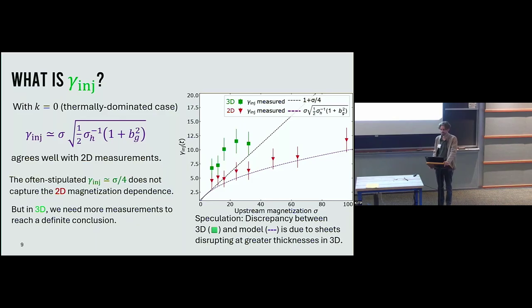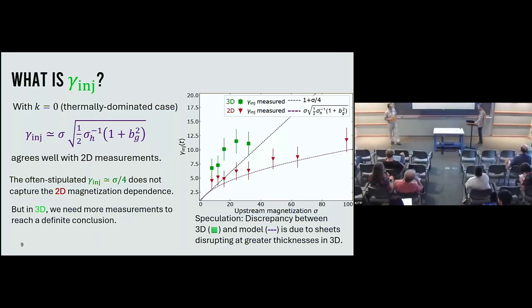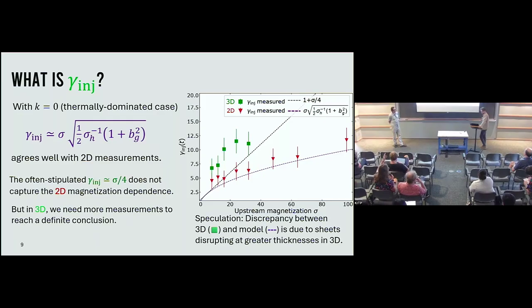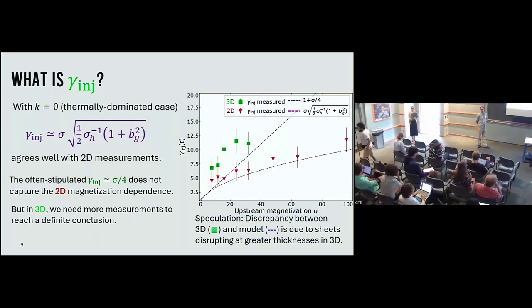Thanks, Omar. I was wondering if you could speculate on your speculation a little bit. You're speculating that this discrepancy between the 3D and the model is due to sheets disrupting at greater thickness in 3D. Yeah, I would think that the plasmoids aren't tubes, like we talked about. Can you guess as to why that leads to a higher injection energy?